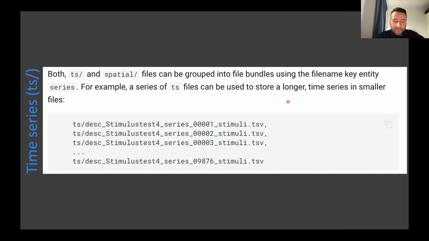If 2D objects like vectors or matrices are not sufficient, then we can serialize higher dimensional objects into series. So for example, if we have a series of temporal objects or a series of spatial objects, they can be grouped using this series keyword.